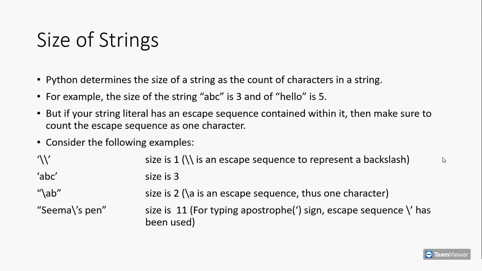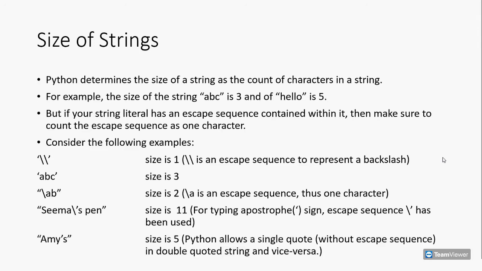Then the next one is a string with an escape sequence of single quote, "S space pen". So here the size would be 11 because backslash followed by a single quote would be taken as one character. The next one is "AMEs". So here the size would be 5 because there are 5 characters that we have used inside the double quotes here as the string. So let's check in Python now.